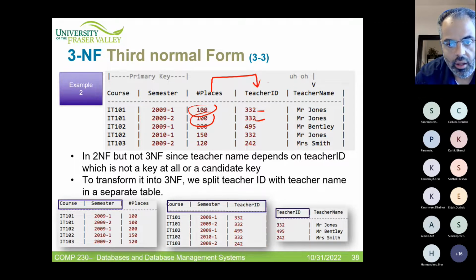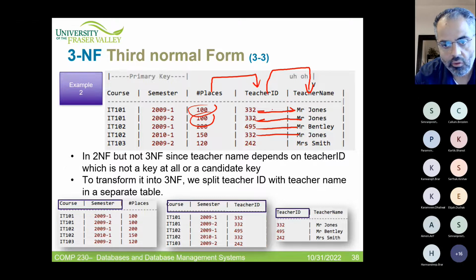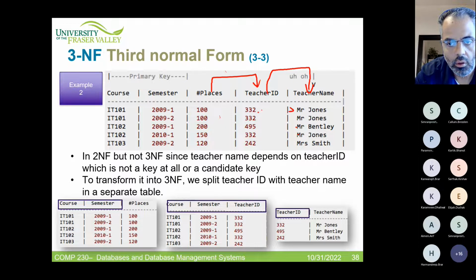So what about this and this? Do we have a relationship here? So 332, Mr. Jones, 332, Mr. Jones, 495, Mr. Bentley, 332, Mr. Jones. So 332 is always related to the same value. So I can say that we have another functional dependency here. I can name this FD1, and this FD2.